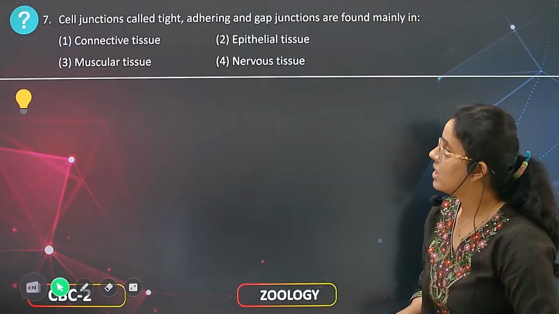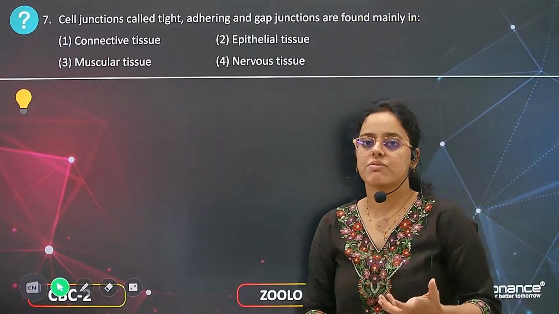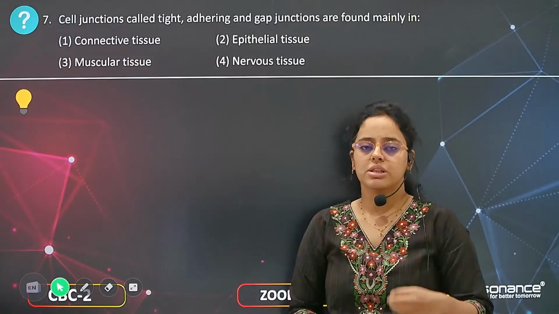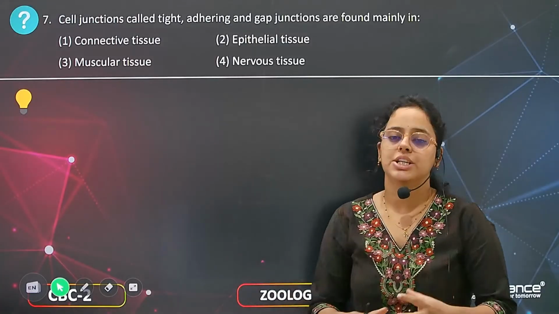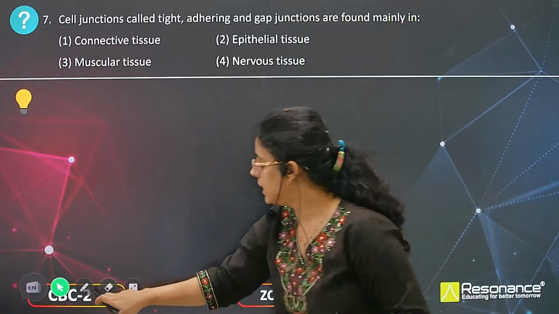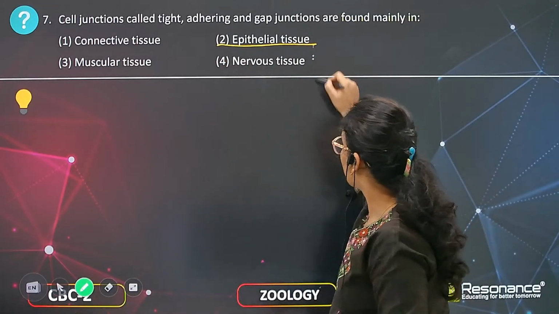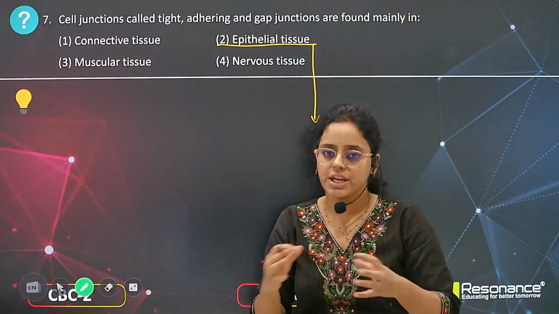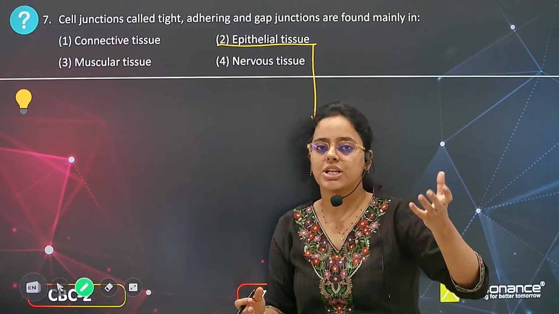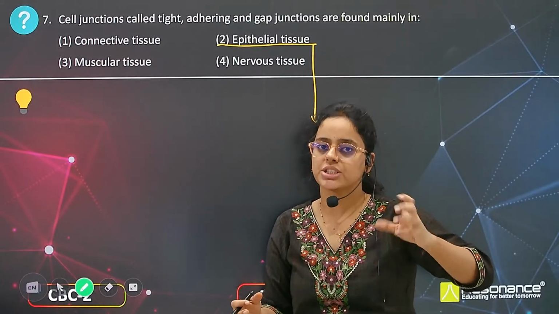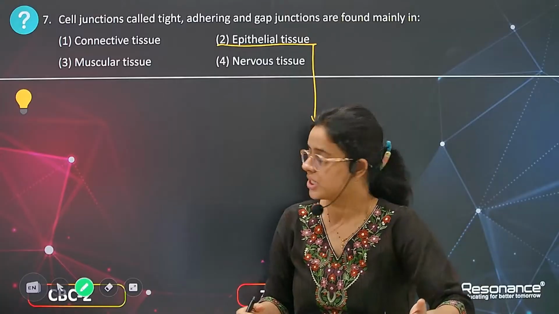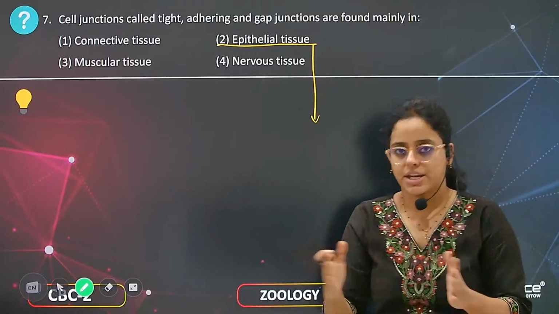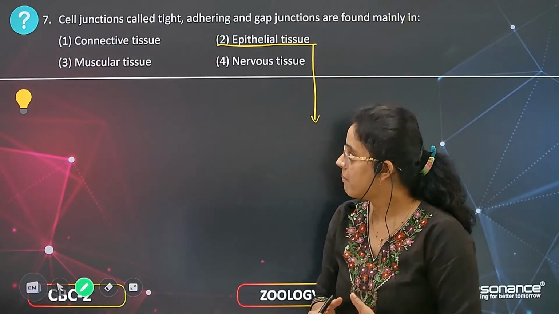Now, cell junctions called tight, adhering or gap junctions are found mainly in connective, muscular, epithelial or nervous tissue. The answer is obvious. Epithelial tissue has this property. Why? Because the cells have to be present very close to each other for exchange of materials. The cell junctions have modified themselves into tight junctions, adhering junctions or gap junctions, so that a direct plasmatic connection is present.